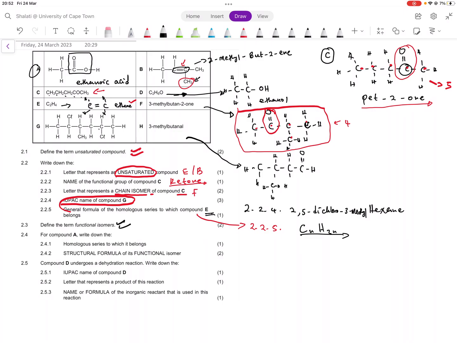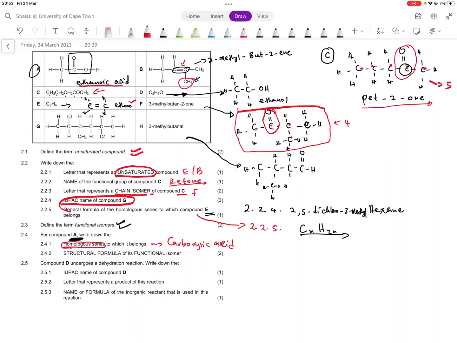And then let's look at compound A. We must write down the homologous series for compound A. So let's go to A. You see how nice it is when you get to the table and you write down all the information. Now you just flow because all the information is written down already. So compound A is ethanoic acid. So that tells you this is a carboxylic acid. Okay. So when they say homologous series, they're talking about the functional group.